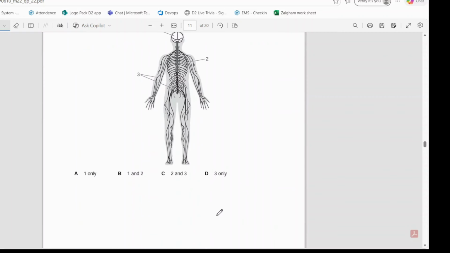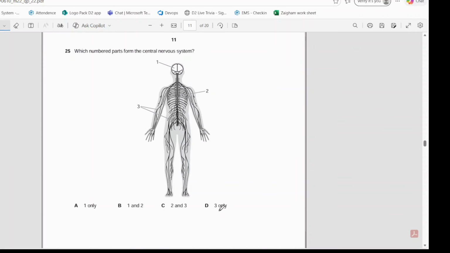Okay, there are two forms of the nervous system given. What forms the central nervous system? One, brain and spinal cord, so 1 and 2, while 3 is the peripheral nervous system, and these are the neurons.